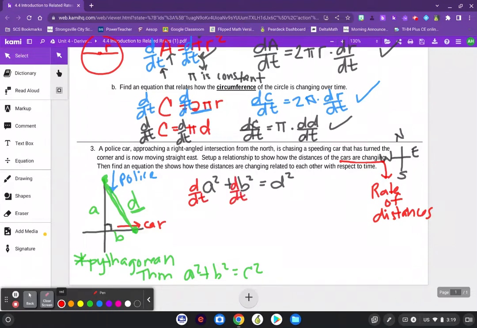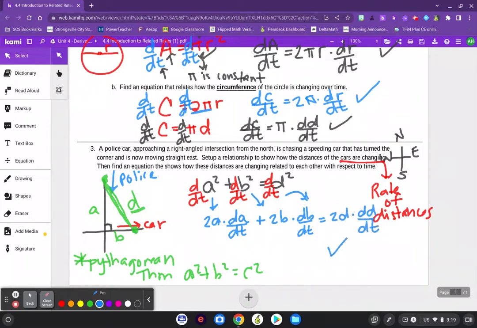So I'm going to take the derivative of each term with respect to time. None of these variables match the t. They're all different, which is why it's so important to include that t. So the derivative of a squared would be 2a, but because a and t are not the same variable, I've got to keep that da/dt, plus the derivative of b squared is 2b times the derivative of b with respect to t, equals, and then the derivative of d squared would be 2d times the derivative of d with respect to t. And that would be my equation.